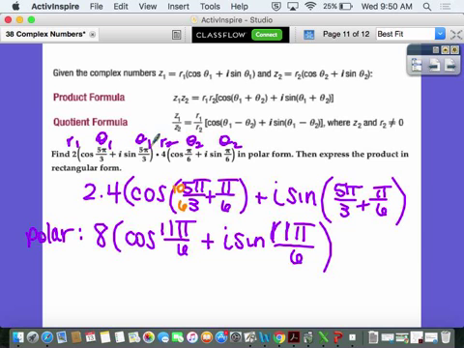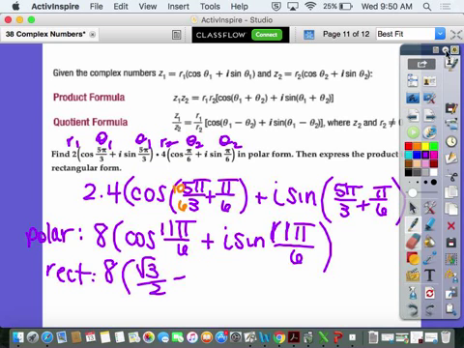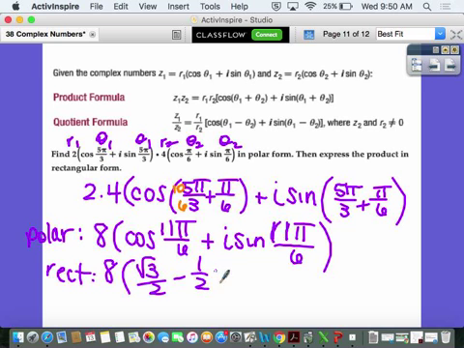To go to rectangular, this is the one where you actually do it out. What's the cosine of 11 pi over 6? Radical 3 over 2. What's the sine? Negative 1/2, with the i. And then you distribute. When you distribute the 8 through, you'll end up with 4 root 3 minus 4i. Do we do minus 1/2 i or just minus i? At this intermediate point, if you did 1/2 i, as long as the final answer has the number before the i, then we're good.